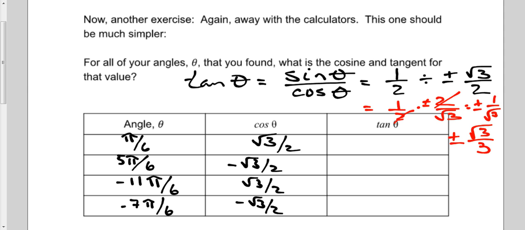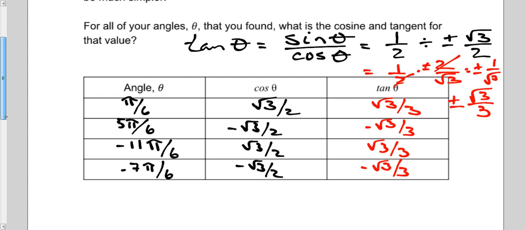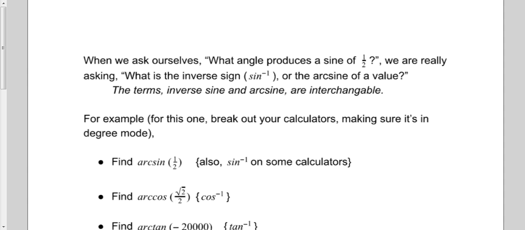Sine is always positive, right? For all 4 of these, sine is always positive. So I got a positive divided by a positive gets me a positive. So this is going to be positive root 3 over 3. Positive divided by a negative gets me a negative root 3 over 3. Positive or negative? You got that, Spencer? And then here, Spencer, negative root 3 over 3. Good. Okay. A little bit of review there.